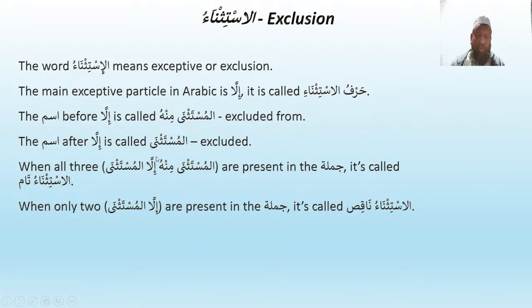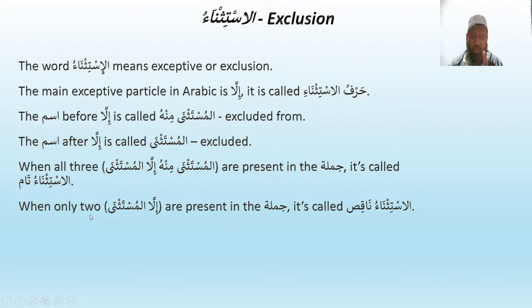When all three are present in the jumla, it is called al-istithna'u tam, istithna tam. When all three, mustathna minhu, the harful istithna, and al-mustathna, are present in the sentence, then it is called al-istithna'u tamun.